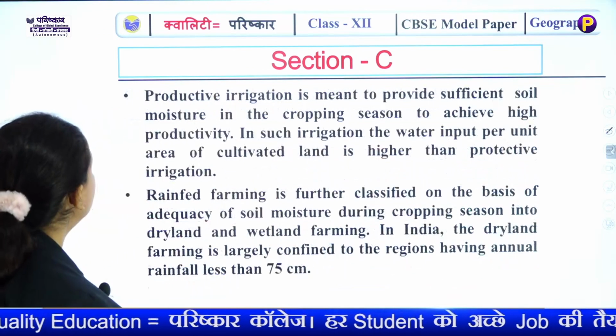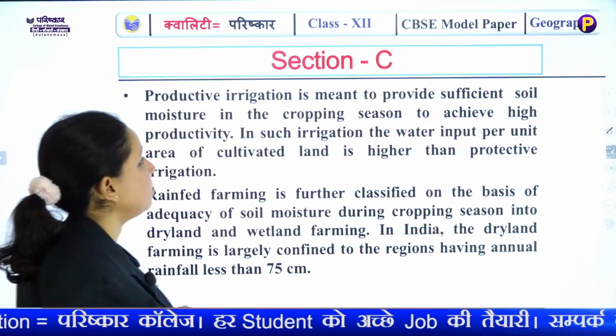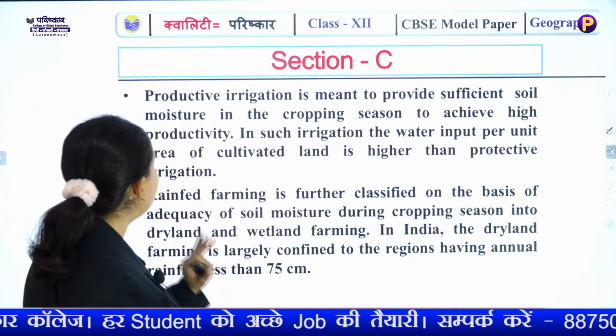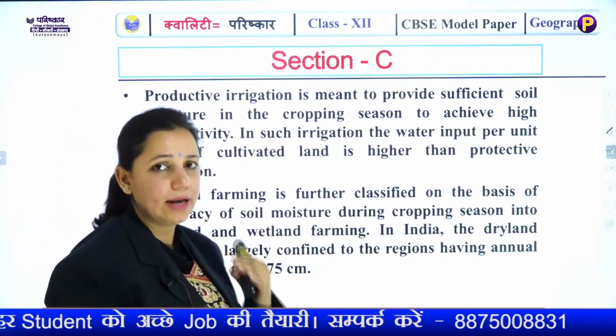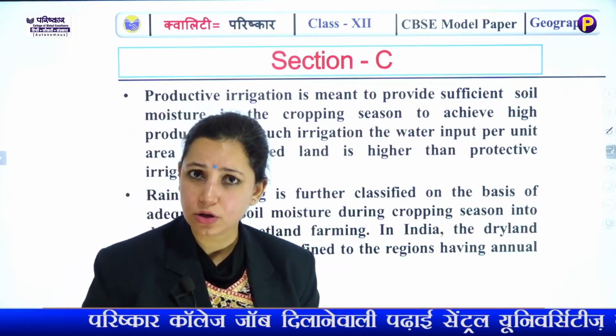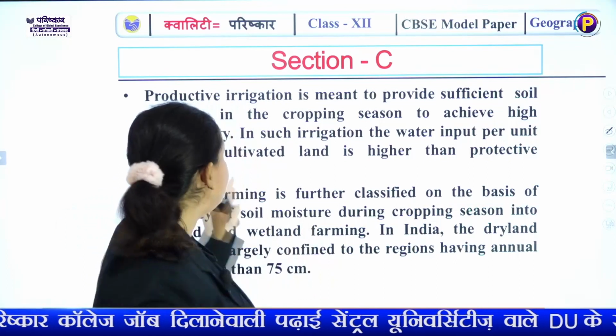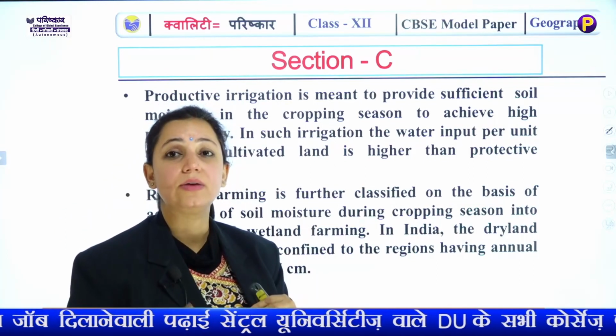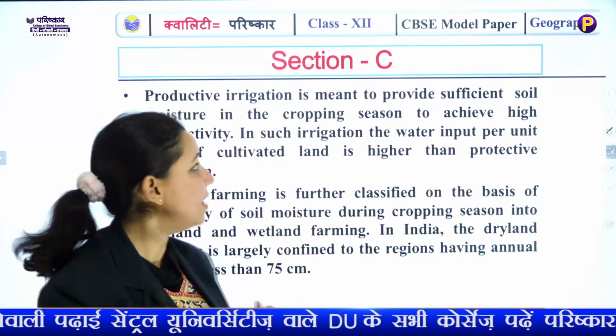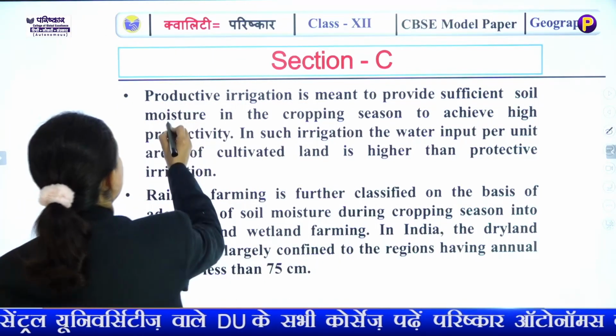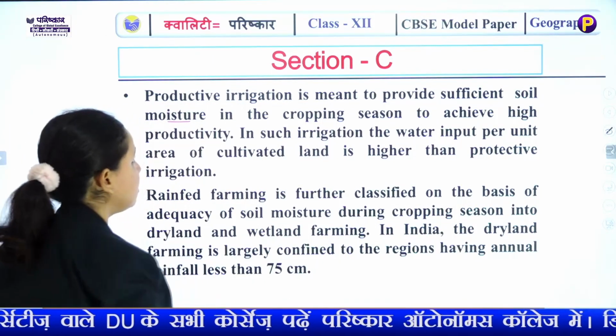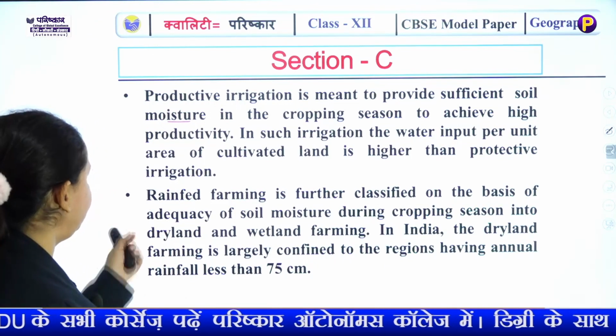Now next, productive irrigation is meant to provide sufficient soil moisture. First is protecting the crop itself from the soil moisture deficiency. Next, productive irrigation is what? Increasing the productivity. It is enhancing. It provides sufficient soil moisture in the cropping season to achieve high productivity.